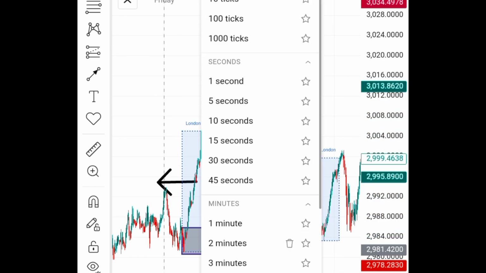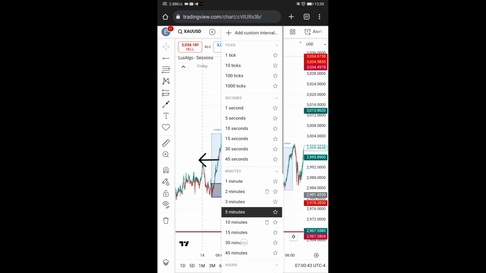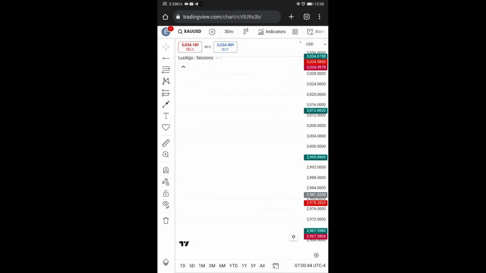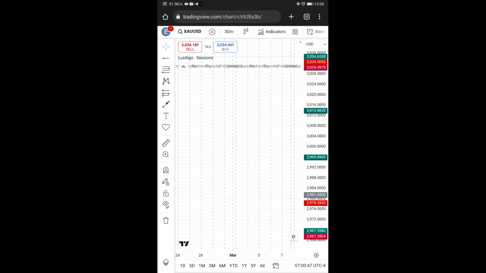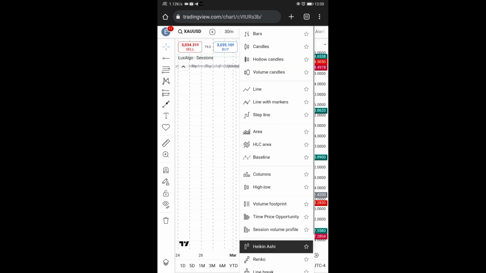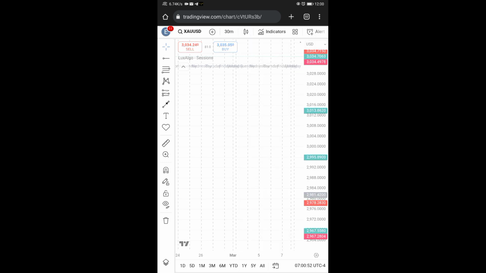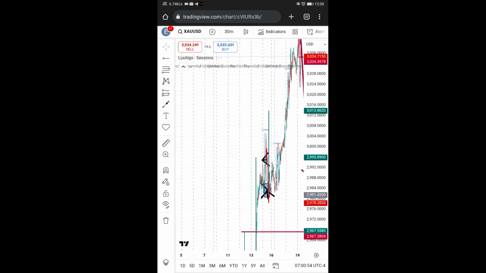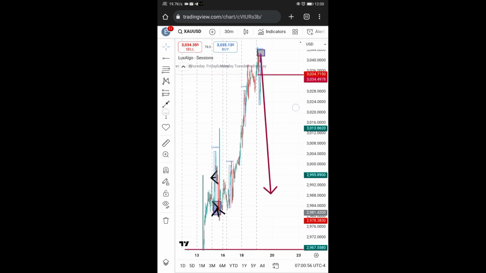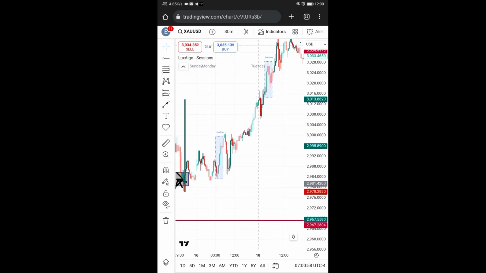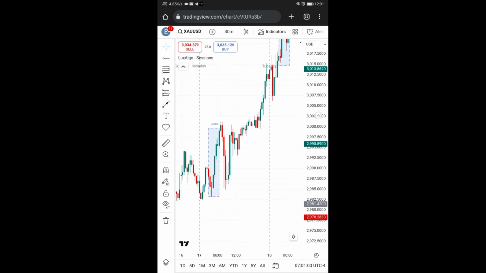So let us go to our 30 minutes again and check if we've gotten any other entry. I think this will be our final example. So turn your chart to a normal candle. We just turn our chart right now to a normal candle. Let us see if we've gotten any entry so far.